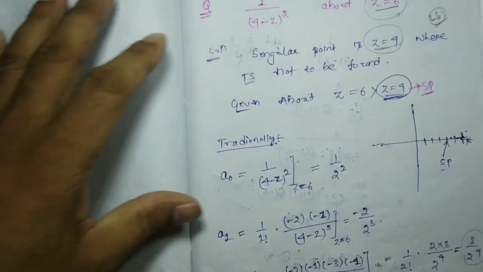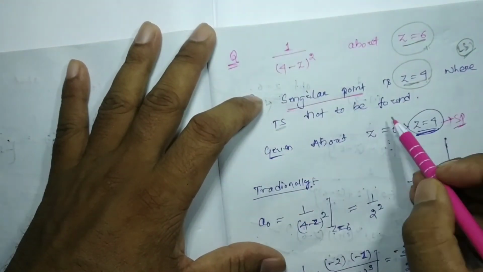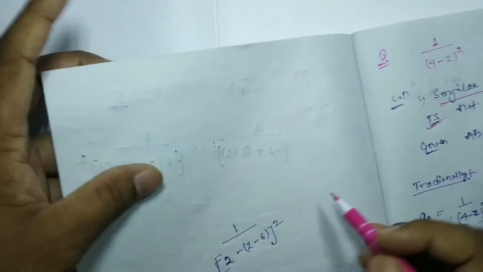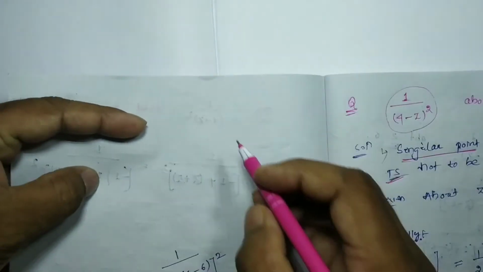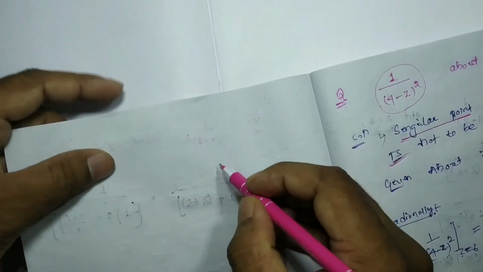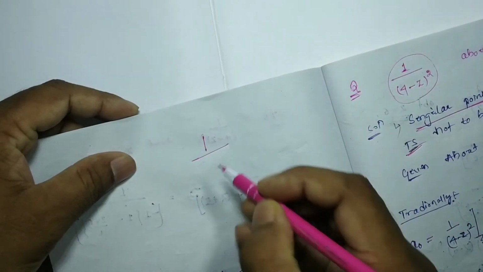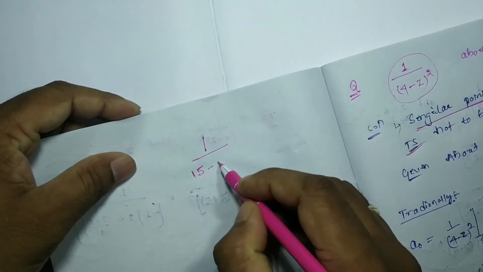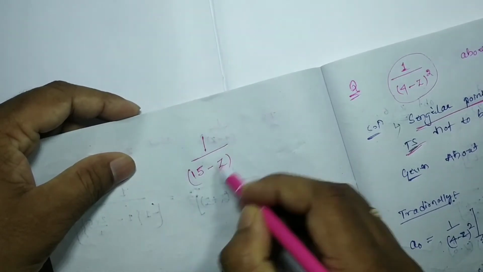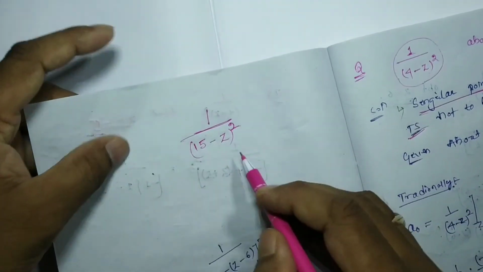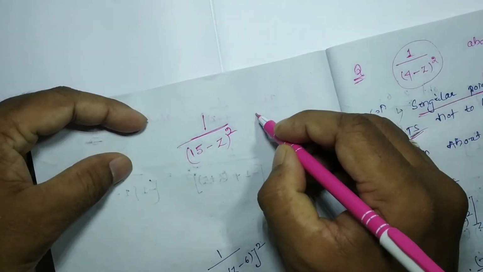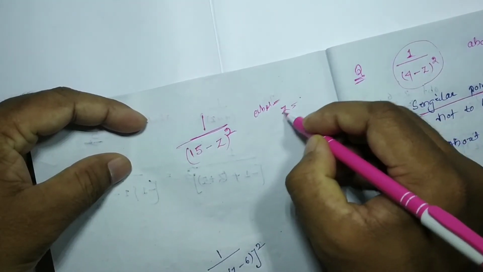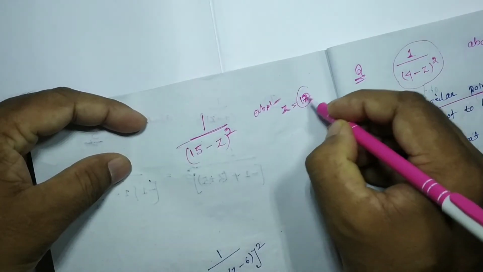What are the 3 points? About a singular point we could not find the Taylor series, right? And another thing is that if we have this type of question, suppose I have 15 minus z square as the question, and we have to find the Taylor series about z equal to 17.